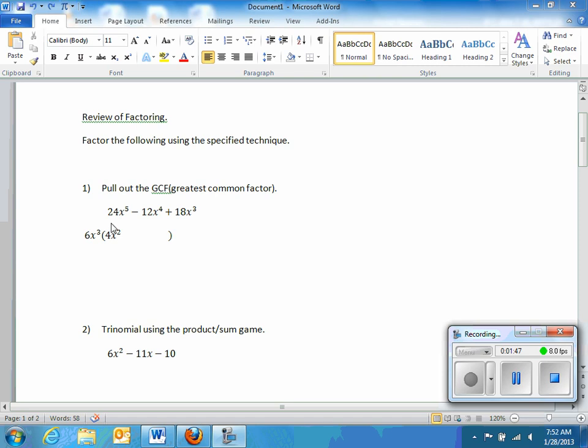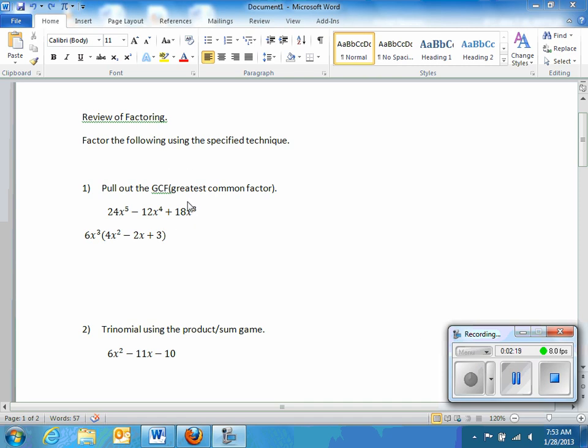If I take 24, divide by 6, I get 4. If I take x to the fifth and divide by x to the third, I get x squared. So that's what's left over when I take the 6x to the third away from this by dividing. Now we move to the next term. Negative 12 divided by 6 is negative 2. x to the fourth divided by x to the third is x. So if I pull out the GCF from this term, I'm left with a negative 2x.